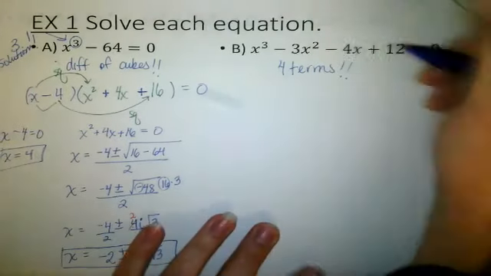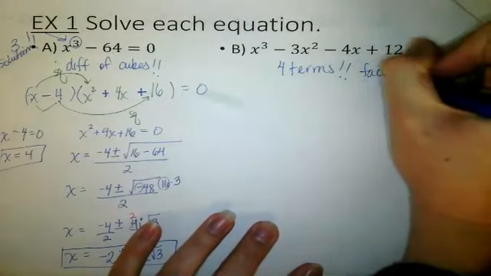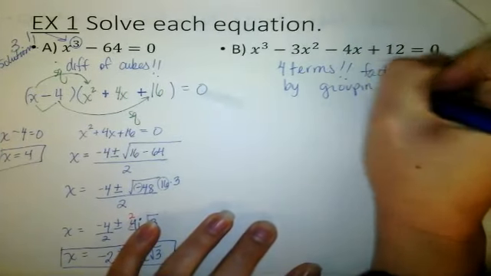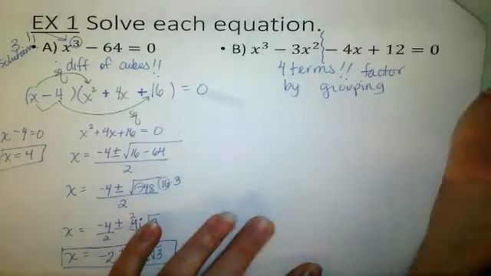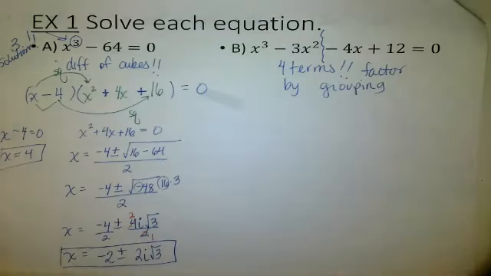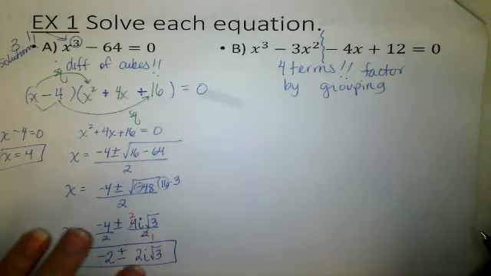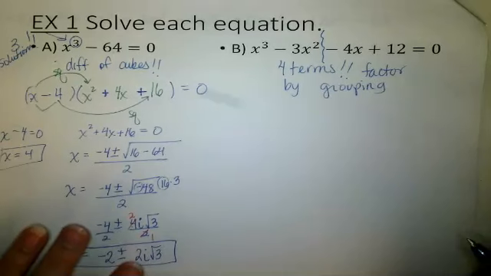Factor by grouping, which is greatest common factor over and over again. That's essentially what we're doing here.